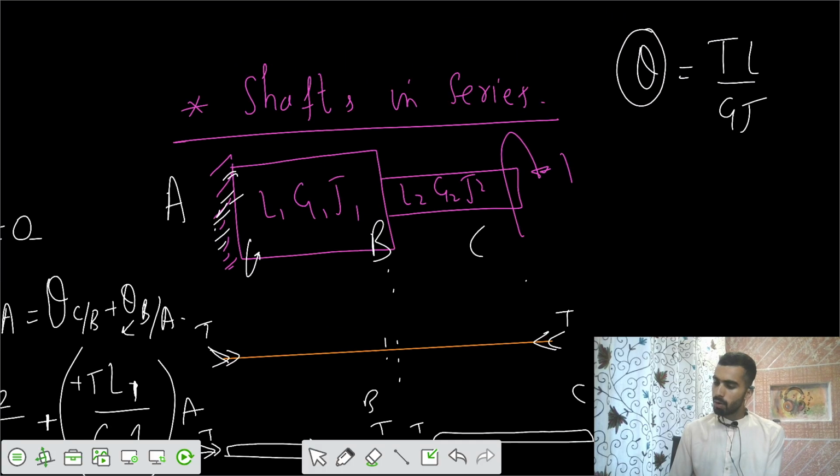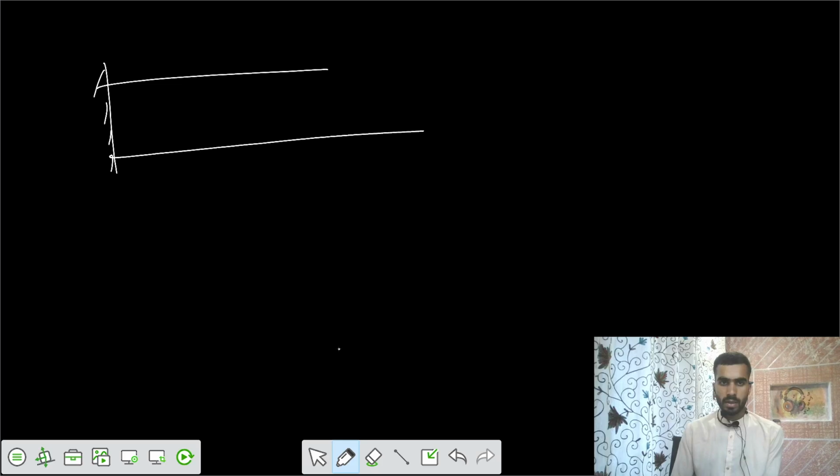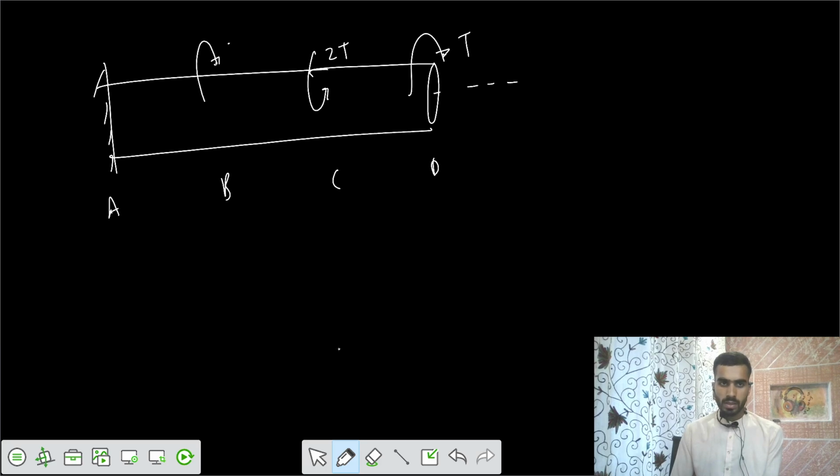Now let's take problem 1. Let's say you have a shaft of length 3L, with equally spaced points A, B, C, D. You apply a torque of T here about the polar axis, and you apply an anti-clockwise 2T here, and you apply 3T clockwise. This is 3T.